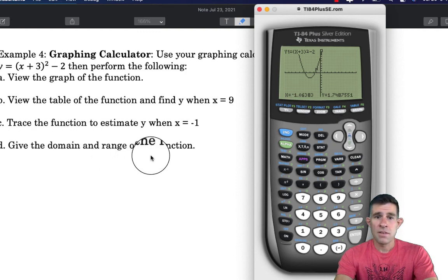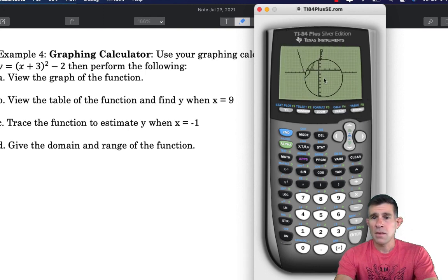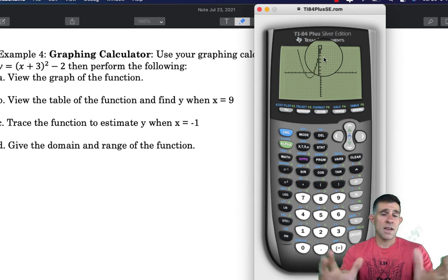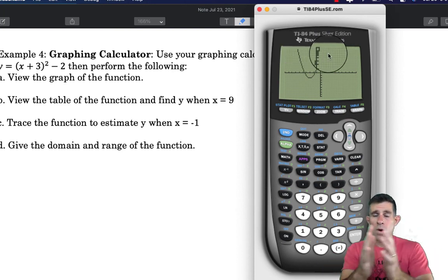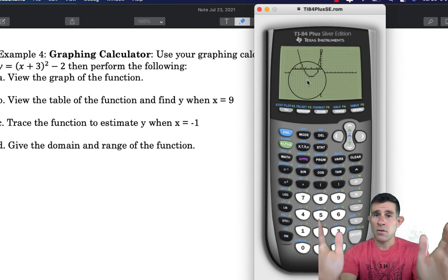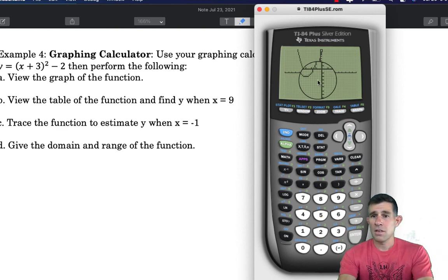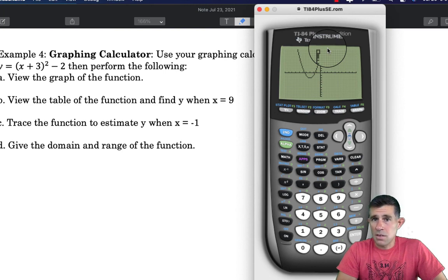Finally, we're asked to give the domain and the range of the function. So I'm going to go back to just my graph here, and I can see it looks like my domain is going to be the set of all real numbers, because this is going to continue growing wider and wider as these arrows continue off the screen. My range, if I were to flatten this on the y-axis, looks like it's going to start here at about -2 and then continue to grow up. So I'm going to say it's the set of all real numbers greater than or equal to -2.